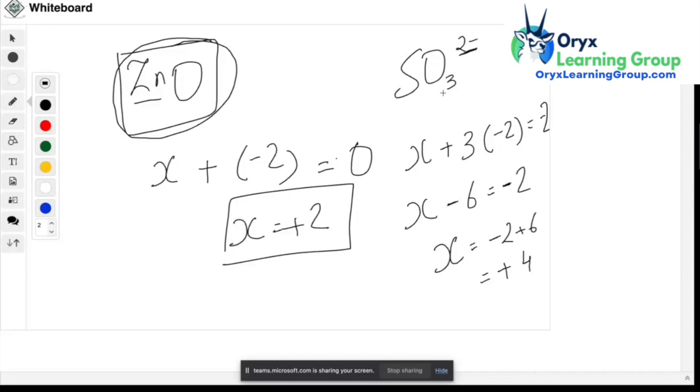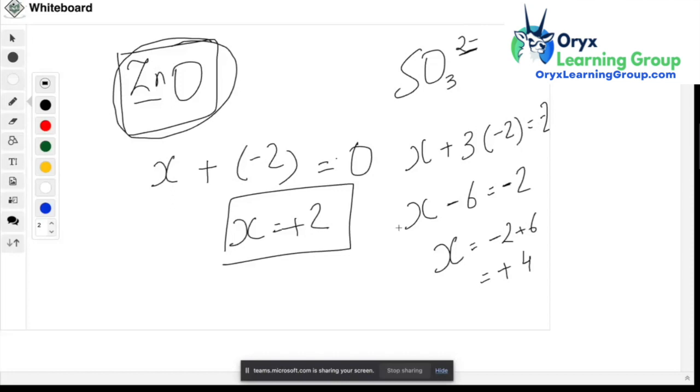Just repeating this one. For sulfur, we assume it as X. So X plus 3 into -2 is equal to -2, which is the charge here. We solve this equation and get X equal to +4. That will be the oxidation state for sulfur, and oxygen is obviously -2.